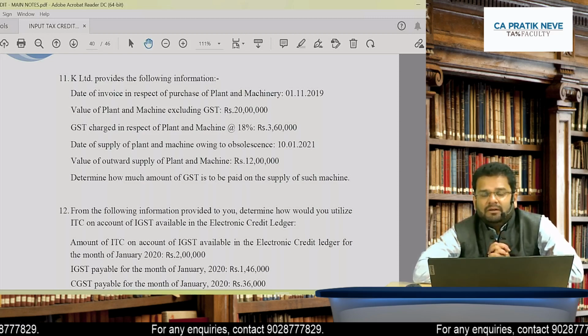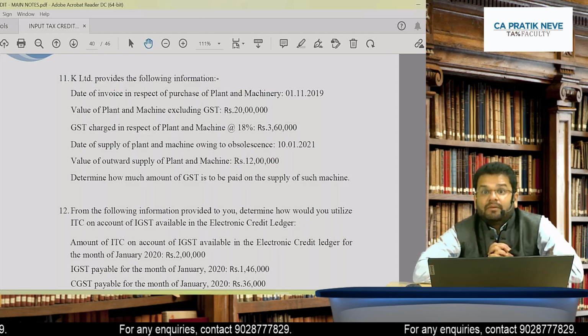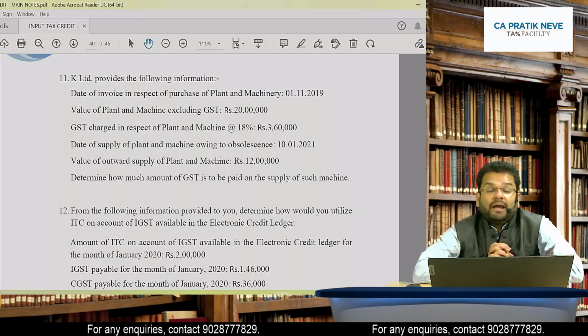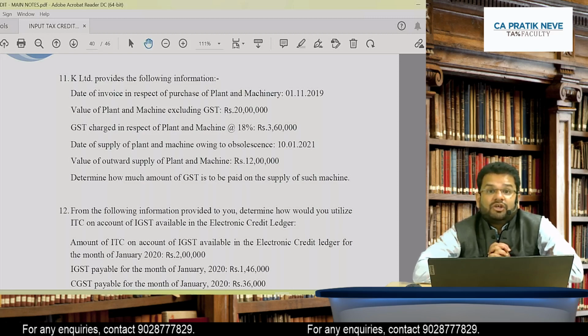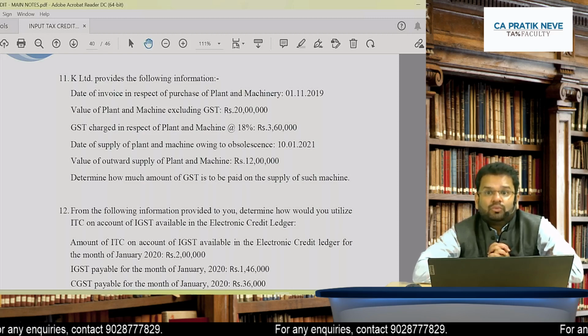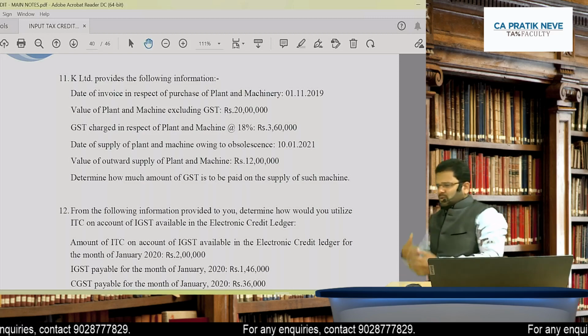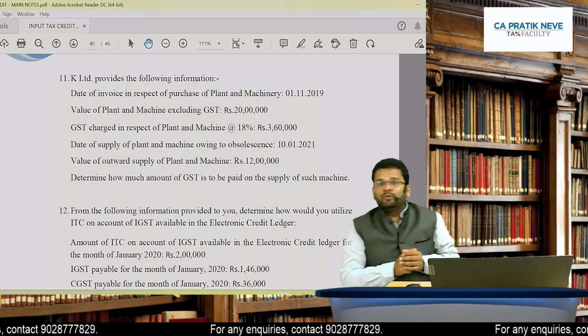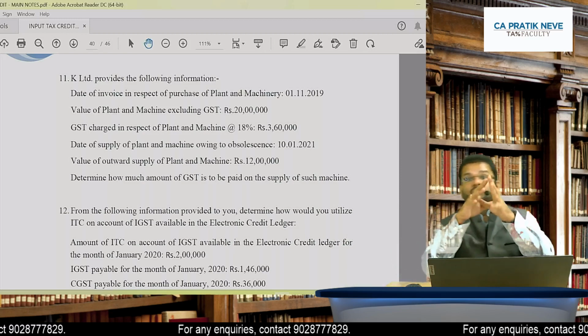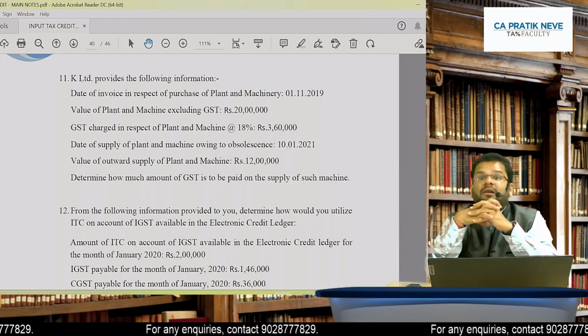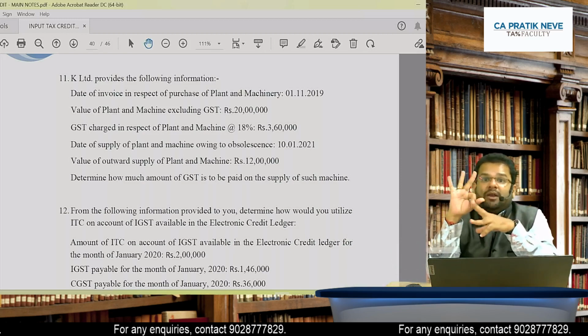So let me revise it for you. How do you calculate quarters? Quarter is defined in section 2 subsection 92. Sir, what will we do with the definition of quarter? No, the quarter's definition is very critical. It is a span of 3 months.